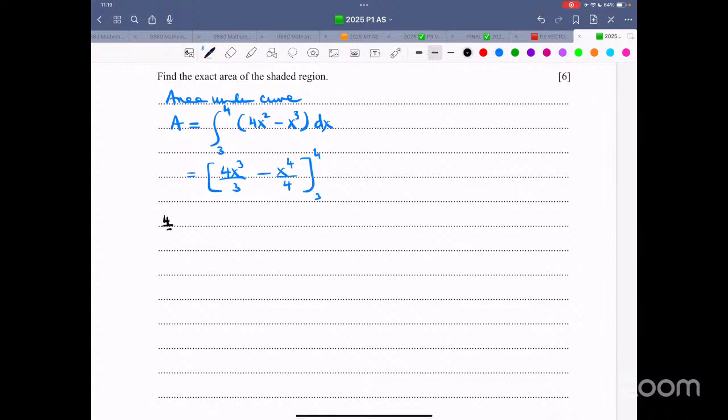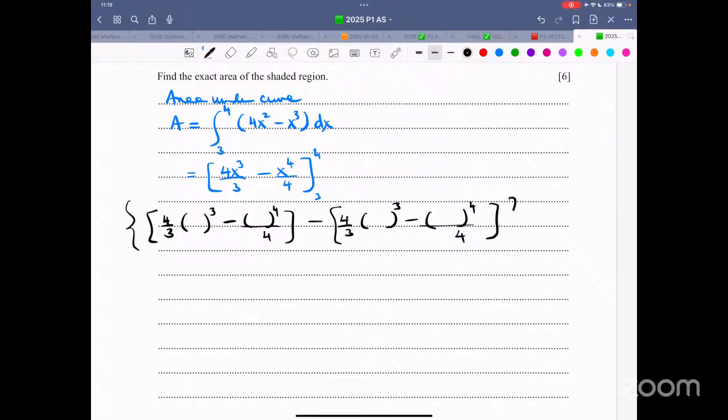That is 4/3 x³ minus x⁴/4, minus 4/3 x³ minus x⁴/4, bracket, another bracket, curly bracket. Therefore, let me just plug in 4 over here. So that is 4, that is 4. And over here, that is 3, that is 3.